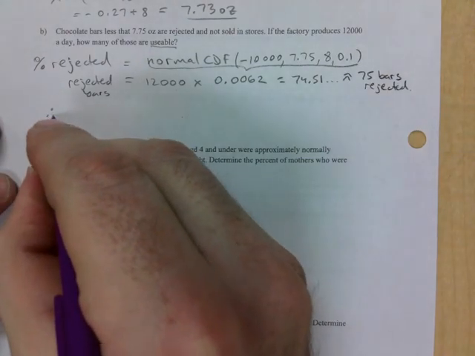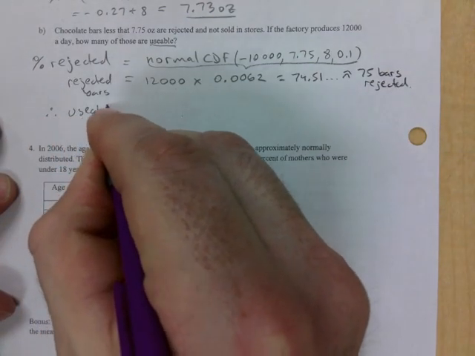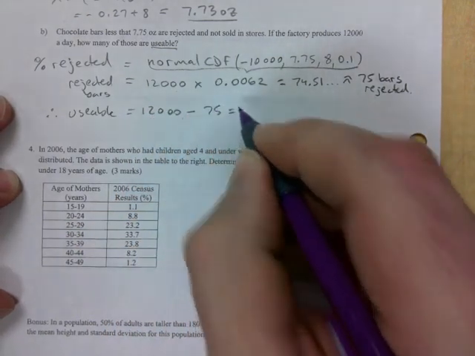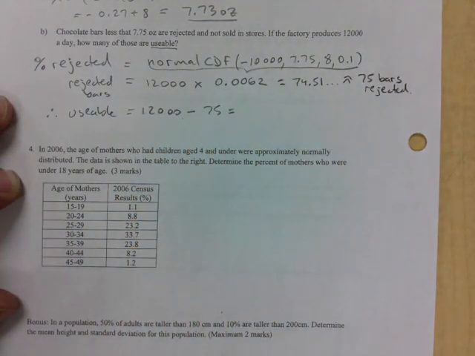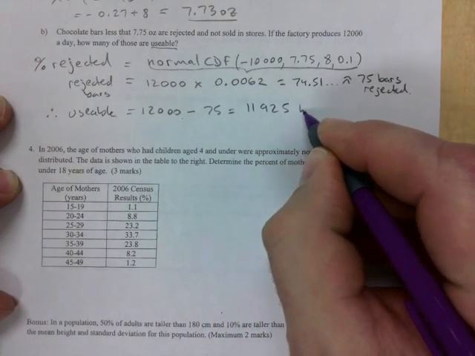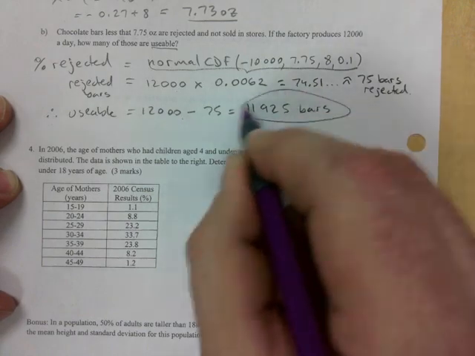Therefore, usable would be 12,000 minus the 75, right? That is 11,925 bars will be usable.